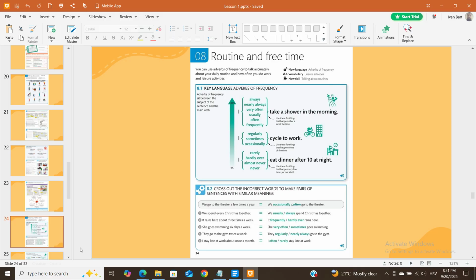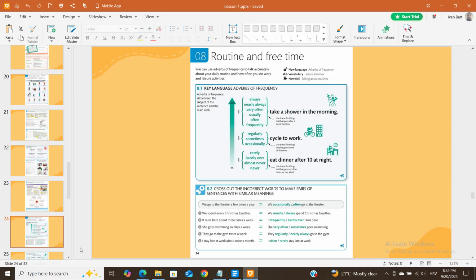Equals: she very often, sometimes goes swimming. They regularly, nearly always go to the gym. I often, rarely stay late at work.